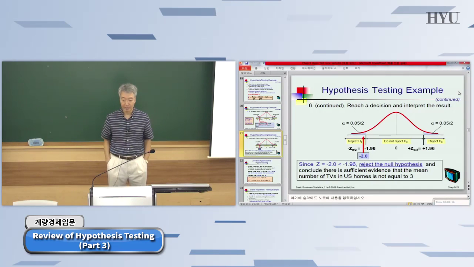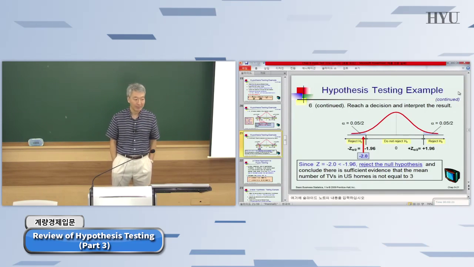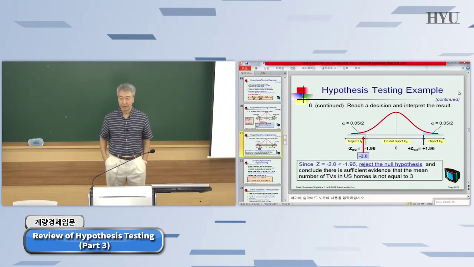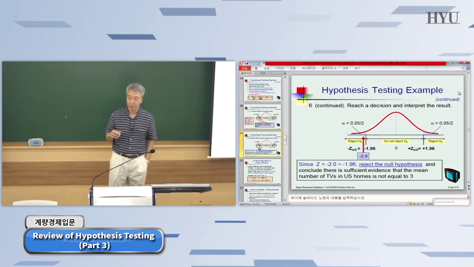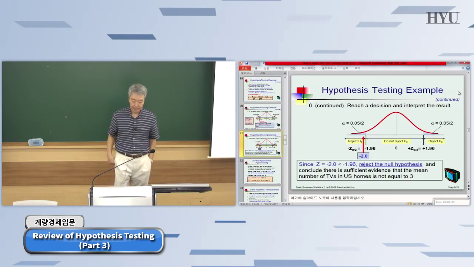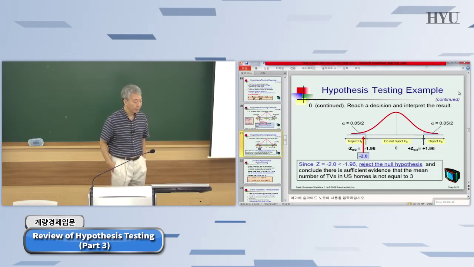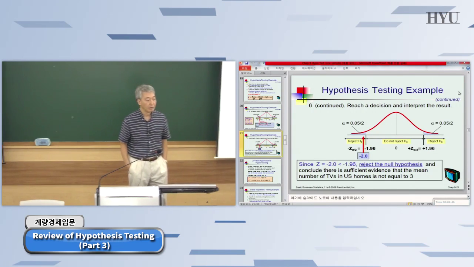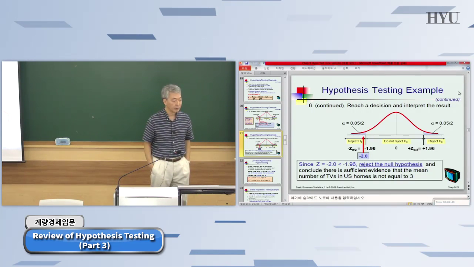All right, let me make it simple. Type 1 or type 2? Type 1, because you are rejecting the null hypothesis. So if you are making any error by rejecting the null hypothesis, that means you are rejecting the null hypothesis when in fact the null hypothesis is true. That's type 1 error. Type 2 error is the error of accepting the null hypothesis when in fact it is false.